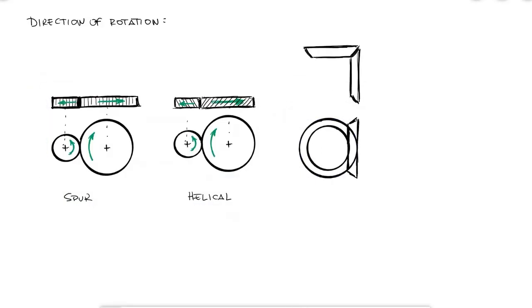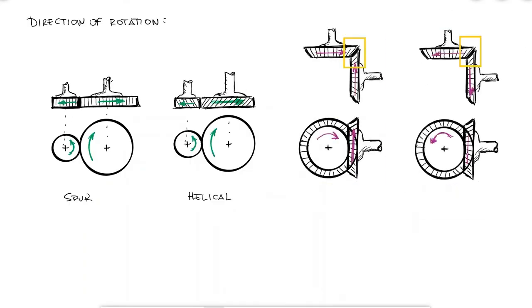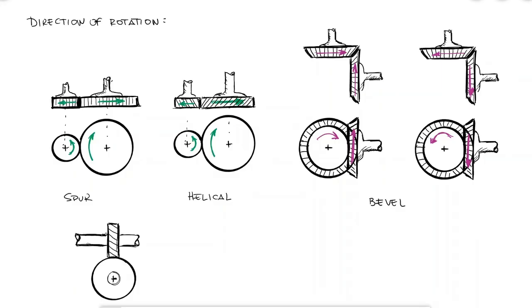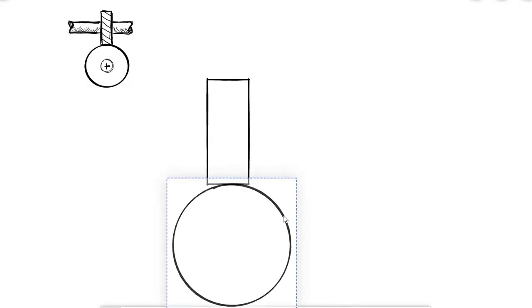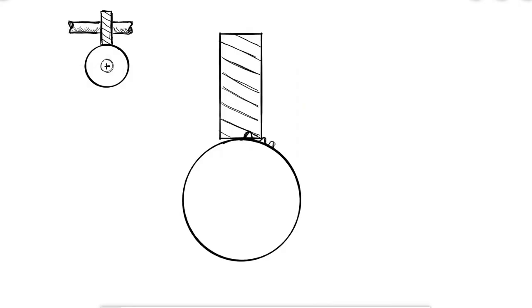For bevel gears, you would always see direction vectors either coming in or coming out of the intersection point, since teeth in contact would be moving in the same direction. For worm gears or helical gears that are crossed so that their axes are perpendicular to each other, the trick is to follow one helical tooth through its motion.